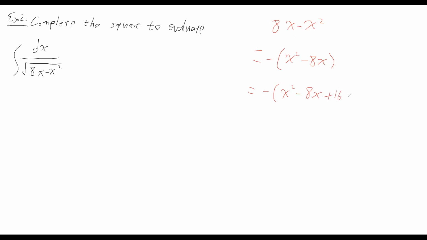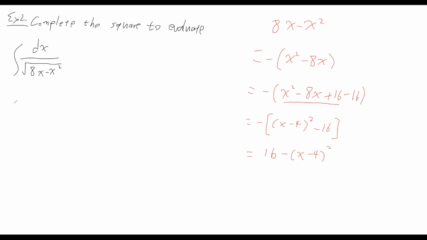And when we add 16, we have to subtract 16 as well. So this part gives me the perfect square, (x minus 4) squared. All right, so we have something like this: (x minus 4) squared minus 16. And let's go ahead and put the negative sign back in. So we have 16 minus (x minus 4) squared. Okay, let's go ahead and put that back into the denominator.